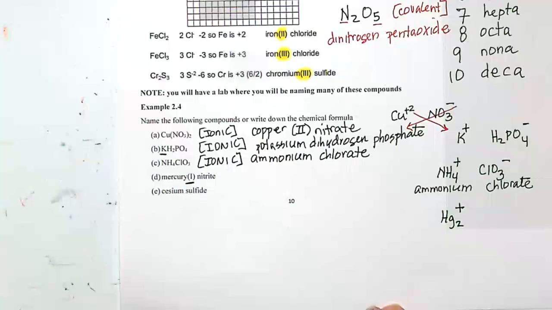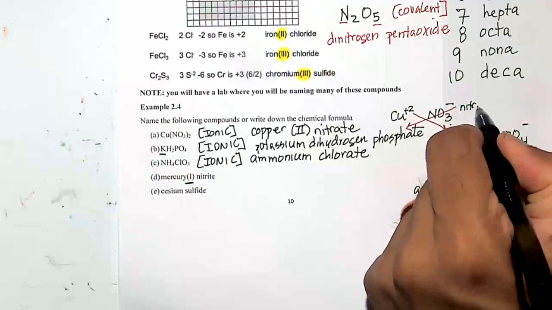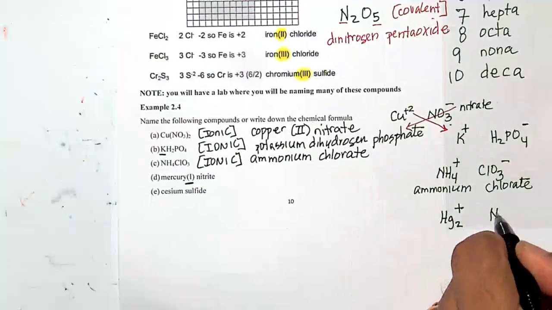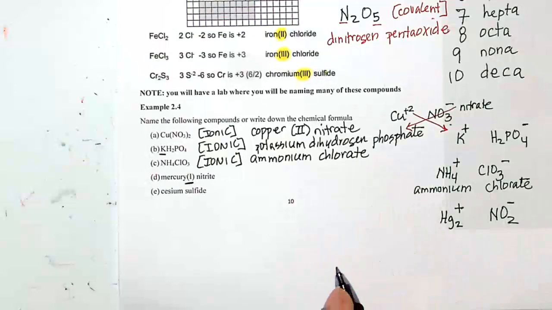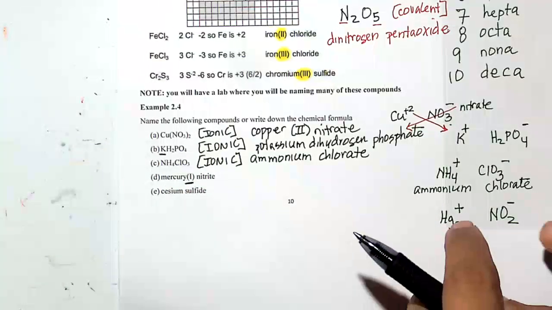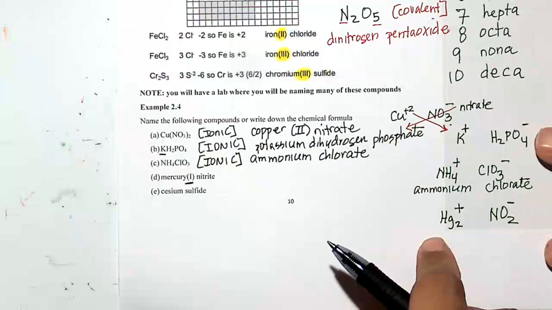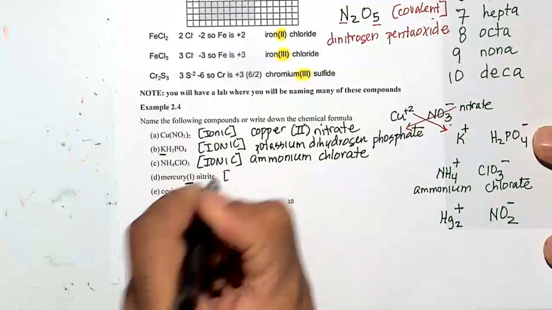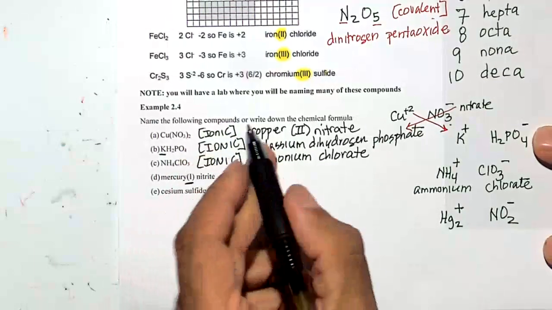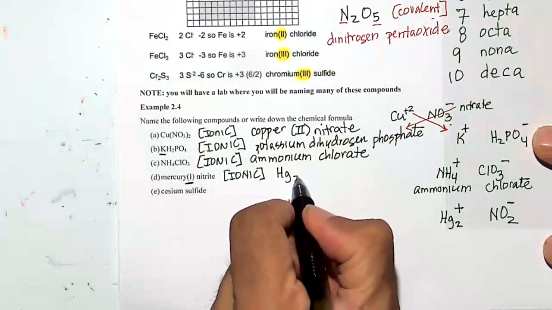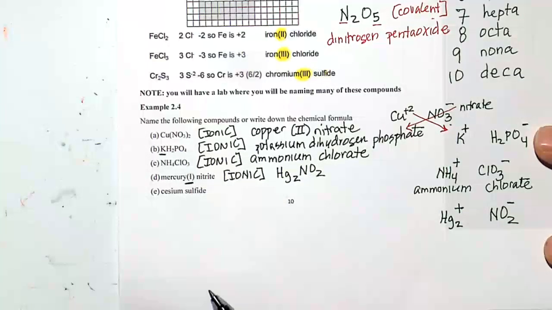Plus 1 because it's a transition metal. But what I'd like you guys to know is what is nitrite? Not nitrate, but nitrite. NO2 and what charge? Minus. Is this ionic or covalent? We have a positive with a negative. We have a metal with a whole bunch of nonmetals. It is ionic. And the formula for this is Hg2NO2.